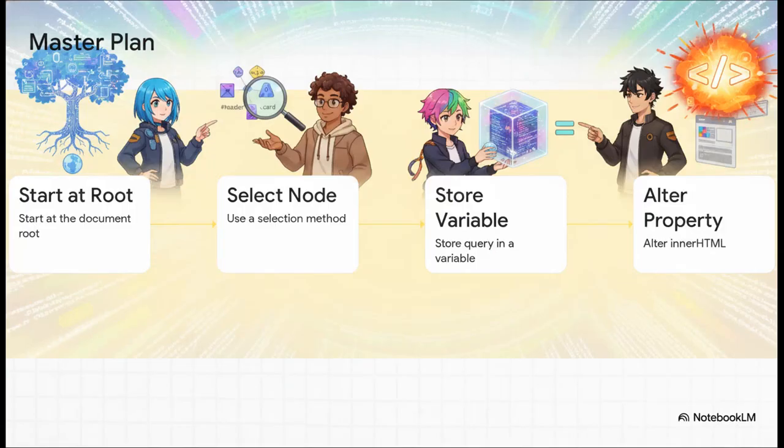Well, it all comes down to a highly structured procedural master plan. Step 1. You always start at the document root, that mother of all objects. Step 2. Use a selection method, whether that's by class name, tag name, or ID, to locate your target node. Step 3. Store that query in a variable so it's ready to use. And Step 4, the magic step, alter the properties of that variable.